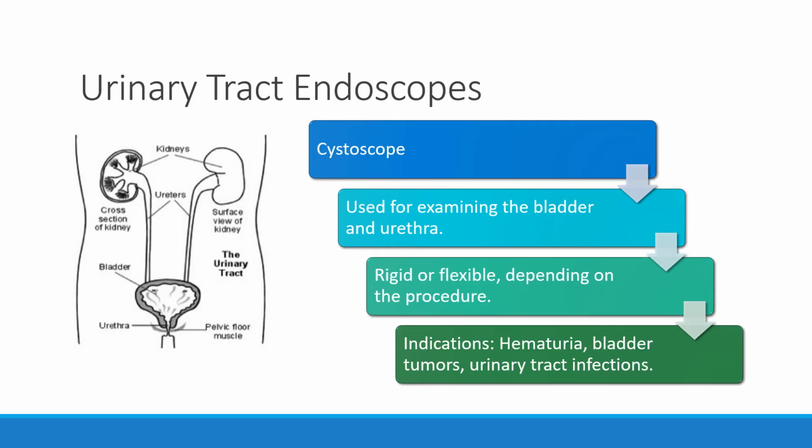All right, next up is the urinary tract endoscope. This is called a cystoscope. Cysto in medical terminology means bladder. In this particular instance, it means urinary bladder. So for a cystoscope procedure, they will be examining the bladder and the urethra. It is a flexible or a rigid type of endoscope that is used. If there is a bladder infection or tumors, this would be the type of procedure that would be done.